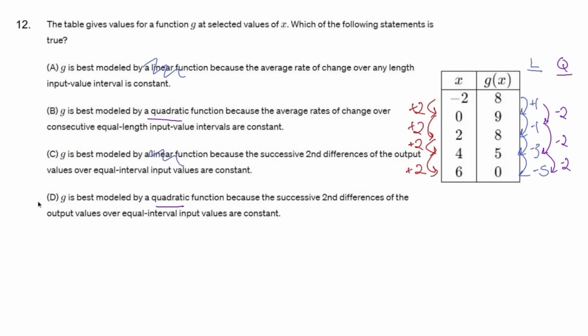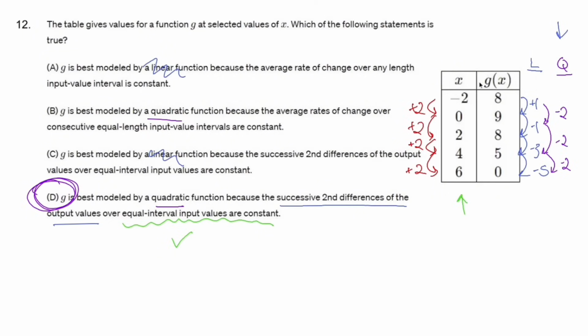Now, it's D, but if you're looking at two phrases that you don't like, here's phrase number 1: equal interval input values. That is these guys. Since these guys change the same exact amount, or the same number is added every single time, that is the definition of equal interval input values. And that's constant. Thing number 2 that we care about is the successive second differences of the output values.